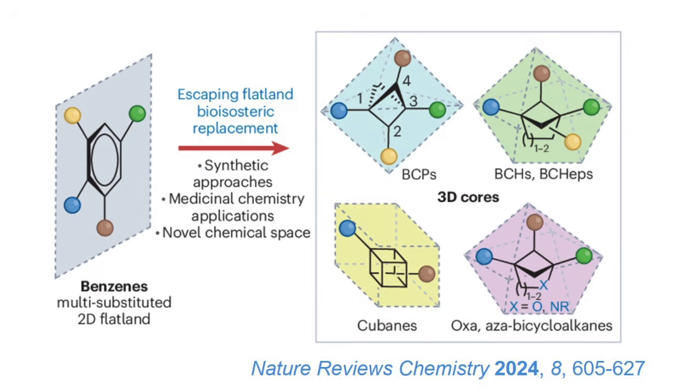Breaking out of flat chemical space provides a great opportunity for improving the solubility of your compounds and the selectivity toward its target. There's a great article in Nature Reviews Chemistry that discusses replacing benzene with cubane and other non-classical bioisosteres to increase its sp3 character. I suggest you check it out.